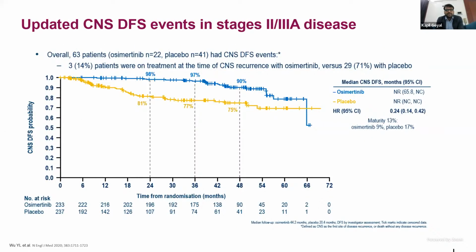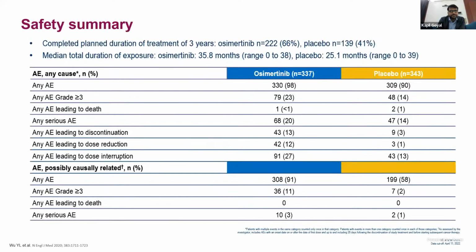So here we have the Kaplan-Meier survival curve of CNS DFS events in stage 2 to 3A disease. Overall, 63 patients had CNS DFS events, and 3 of these patients were on treatment at the time of CNS recurrence with osimertinib versus 71% with the placebo, that is 29, which is a huge difference. If we look at the curves, which are separating nicely, the median CNS DFS was not reached in either arm, while the hazard ratio was 0.24, and the maturity is only 13%.